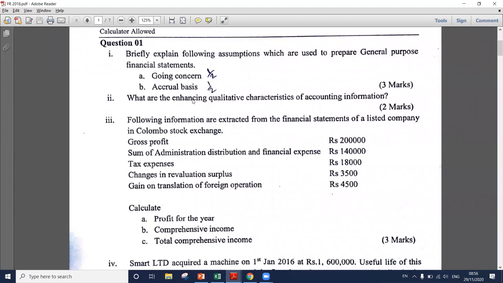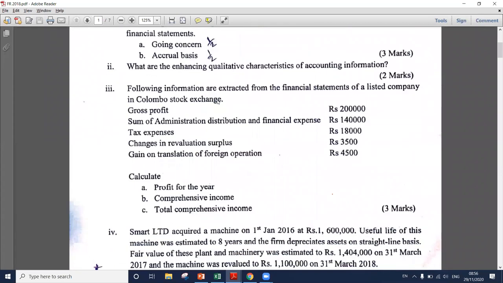A frequently tested area in your past papers: qualitative characteristics gana frequently ahala tiyena hama urudde ekak wage ahala tiyena. Right, and question number 3. Here the following information is extracted from the financial statements of a listed company in the Colombo Stock Exchange PLC. Gross profit is this much. Sum of administration, distribution, and financial expense this much. Tax expense given. Changes in revaluation surplus given. Right. Gain on translation of foreign operation given. Right. So these figures are given, and we need to calculate these ones.